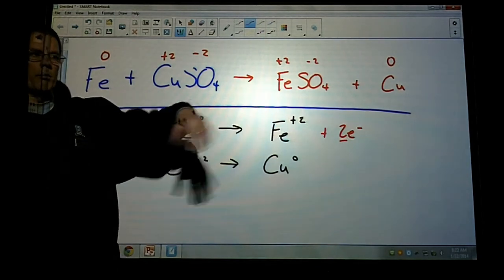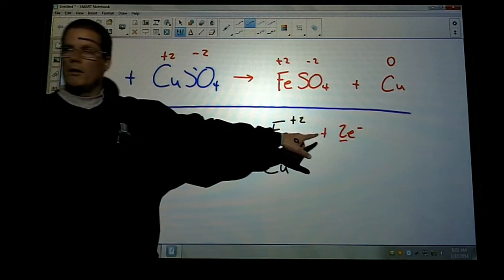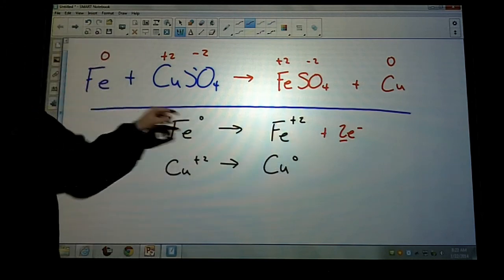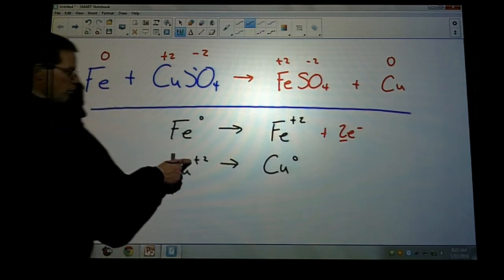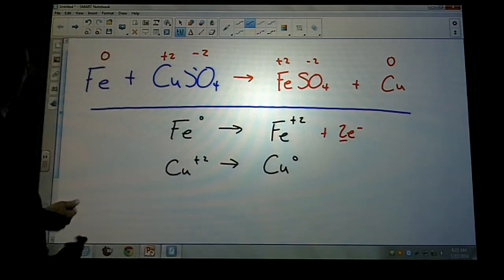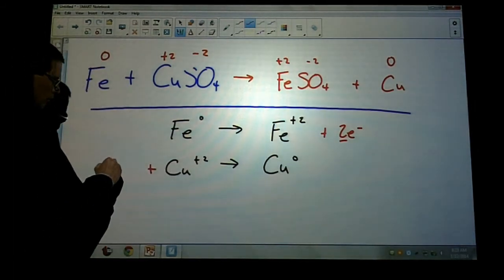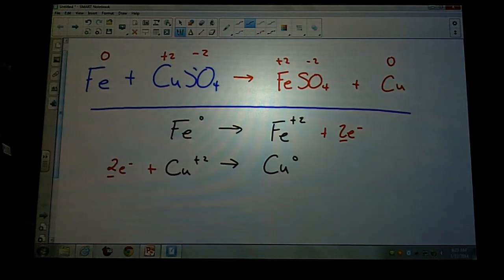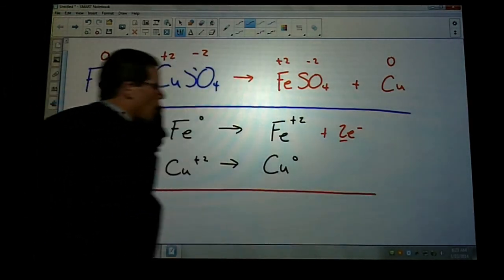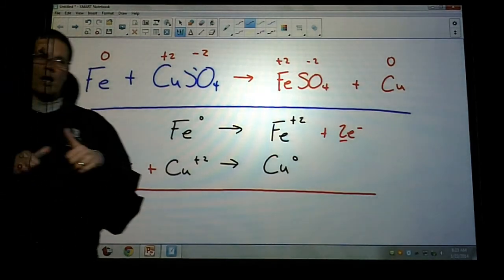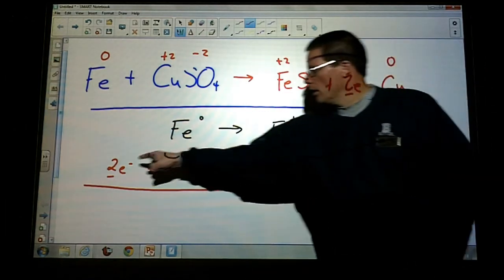-2, what's the charge on the iron? +2, okay, so make sure you're saying plus and negative. So +2 minus 2 equals what? 0. So the charges need to be the same on both sides. So if copper has a +2 charge over here and a 0 over here, what side do I put the electrons? The left side. And how many do I put? 2. Okay. So when we look at this, we want to make sure that our electrons are equal in both half reactions. And in this case, we have 2 there and 2 there.